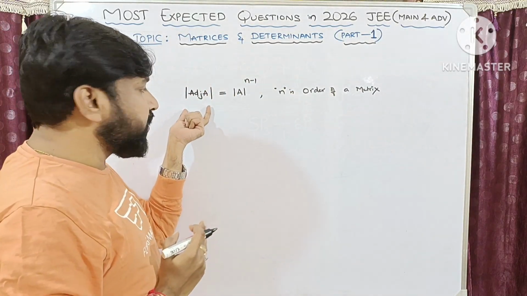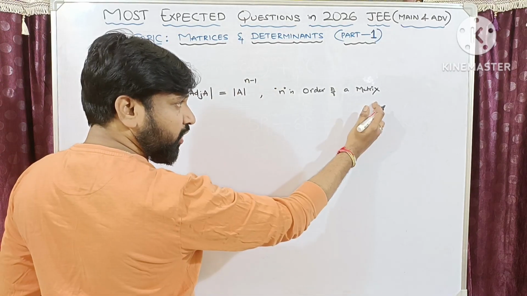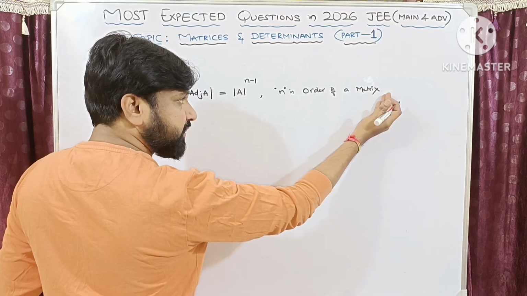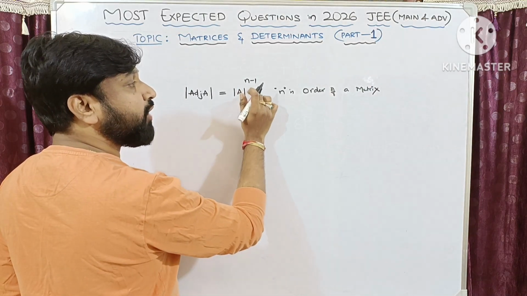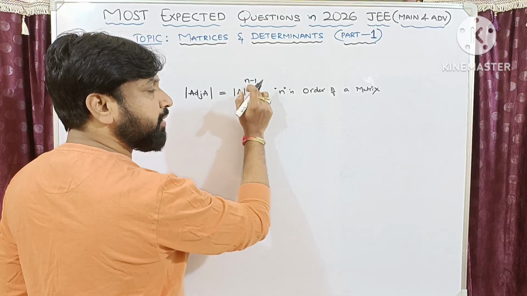Not only determinant of adjoint A, we need to extend the formula. Determinant of adjoint A is equal to det A power n minus 1, where n is the order of the matrix. For example, if the order of a matrix is 3 by 3, then det A power 3 minus 1, det A whole square, is your answer. If the order of a matrix is 4 by 4, then det A whole power 4 minus 1, that is nothing but det A whole cube.